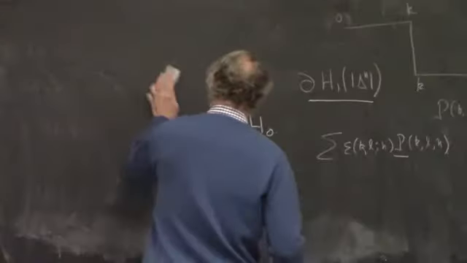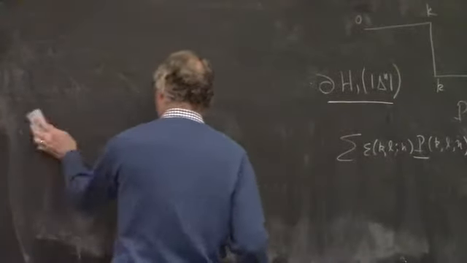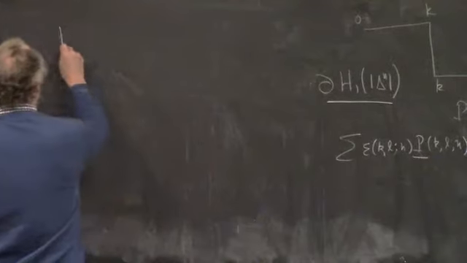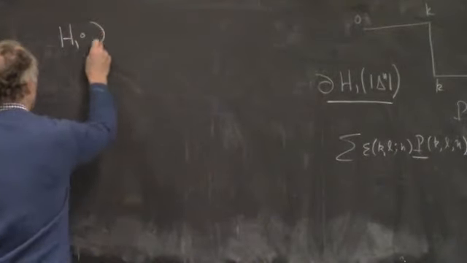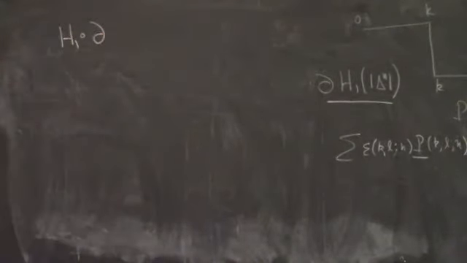Well, now let's think about H1's boundary, do it in the other order. So now I take the simplex and I drop out a vertex and then I do this splitting. What will I get in terms of these diagrams? Which of these are going to occur?